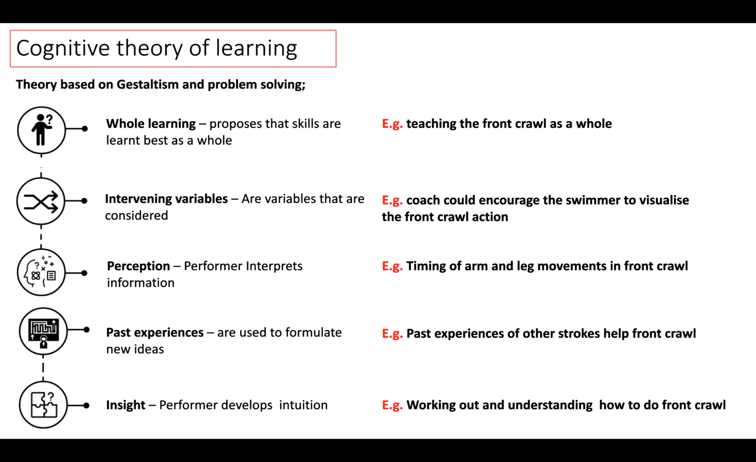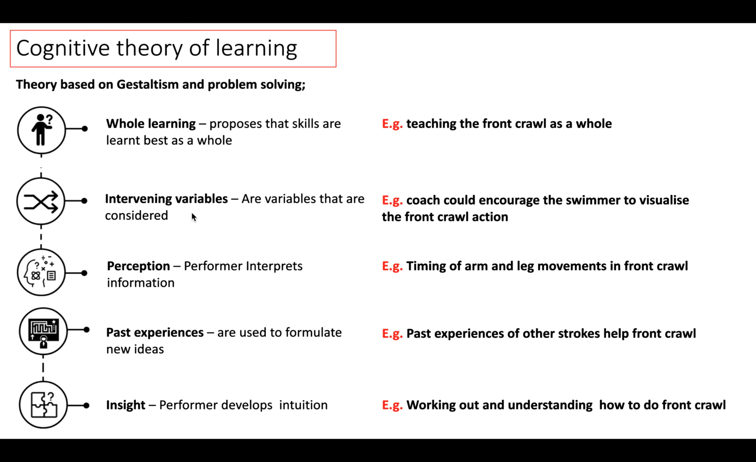Now, what we need to know is that the cognitive theory of learning is based on gestaltism and it's all about problem solving. This will potentially get you a mark in some mark schemes. It's a theory based on gestaltism and problem solving. Gestaltism essentially suggests that the whole is greater than the sum of its parts. So, straight away, this theory suggests that we need to learn a skill as a whole. So whole learning has to take place. That proposes that skills are learnt best as a whole, e.g. teaching the front crawl as a whole, not breaking it up into parts. So, teaching the front crawl skill as a whole.